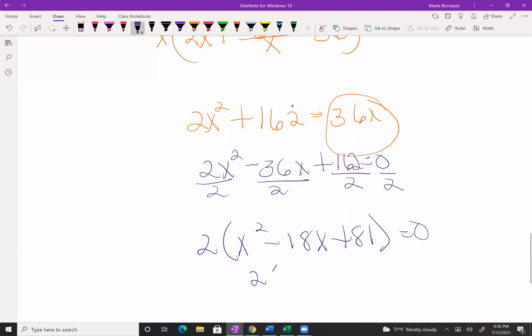And so this is a perfect square. We end up with 2 times (X minus 9) times (X minus 9), which is basically 2 times (X minus 9) squared equal to 0. So that means that X equals 9.